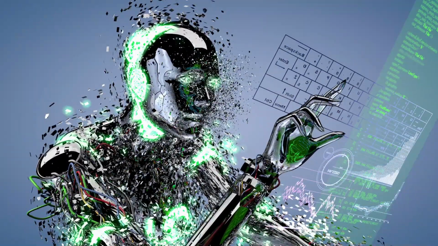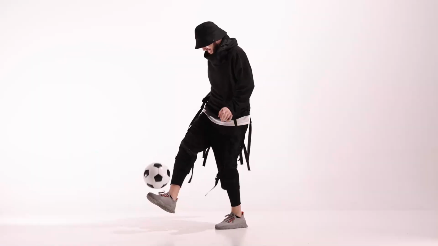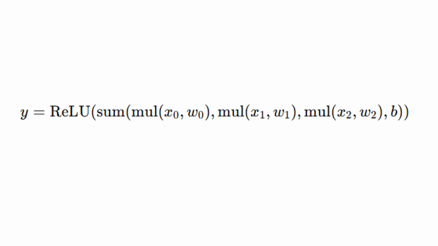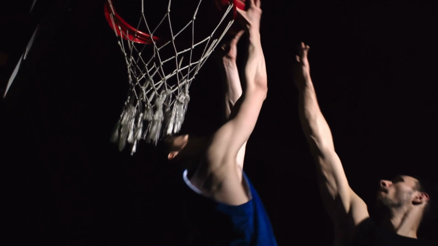How does a neural network make a decision? First, it takes inputs like a player's stance, jump, and angle. It multiplies them by weights, as you can see in this formula, which represent importance, and then adds a bias, a little push to adjust predictions. Each input carries different importance, just like in basketball. Stance might be more crucial than hand positioning.